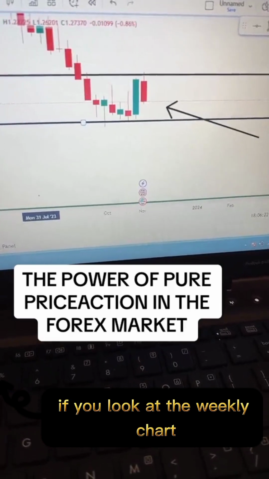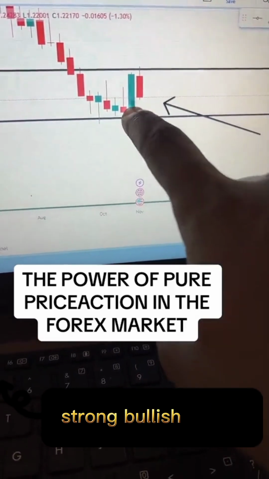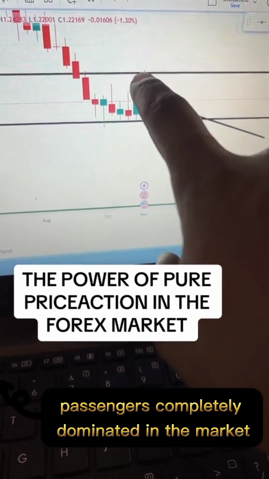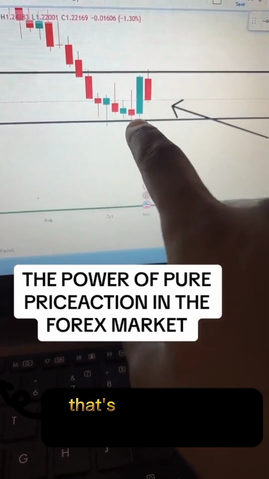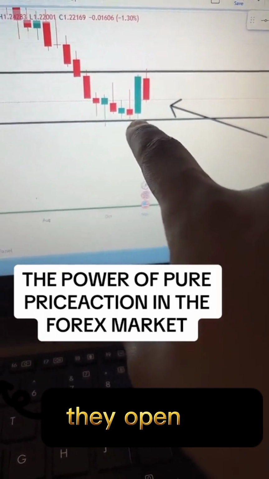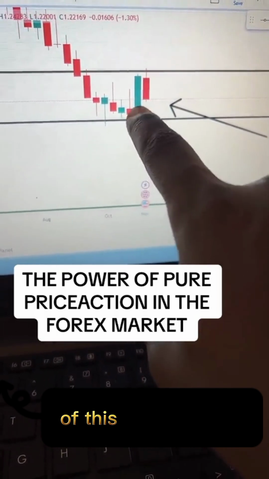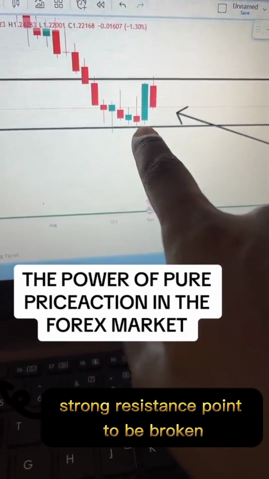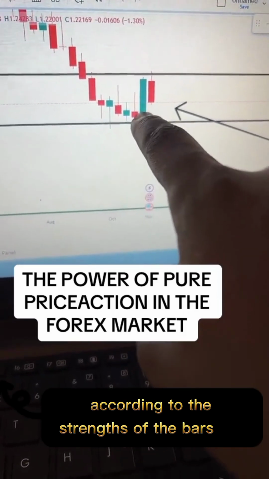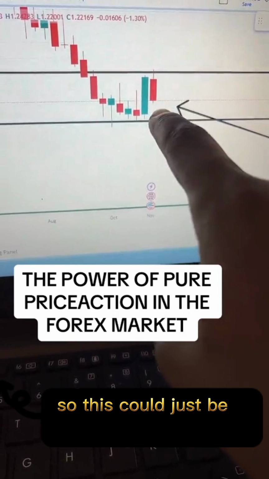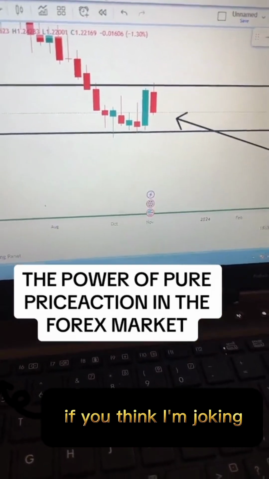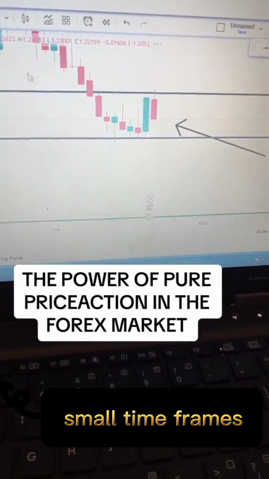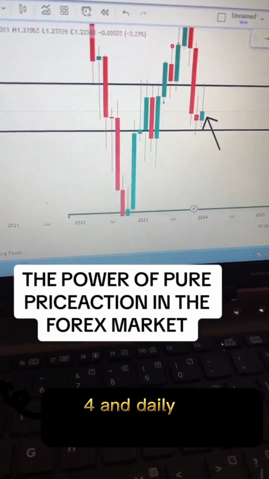If you look at the weekly chart, look at this strong bullish candle. The opening and the closing price, it has completely dominated the market. So the buyers are very strong in the market. That's why we mark the base near the opening price of this bullish candle. So this shows that this could be a very strong resistance point to be broken, according to the strength of the buyers that we have seen here. So this could just be a retracement. If you think I'm joking, let's go to the monthly chart. High time frames are the best for analyzing, and come to small time frames for your entry, like H4 and daily time frames.